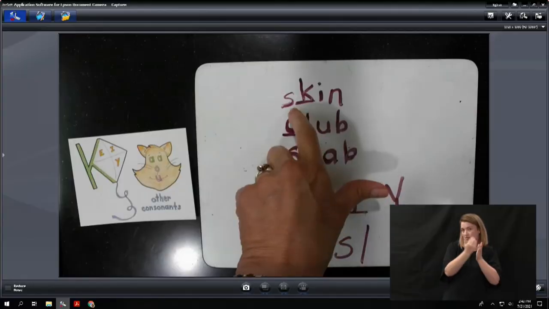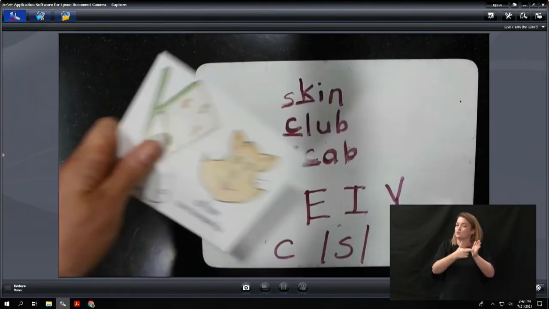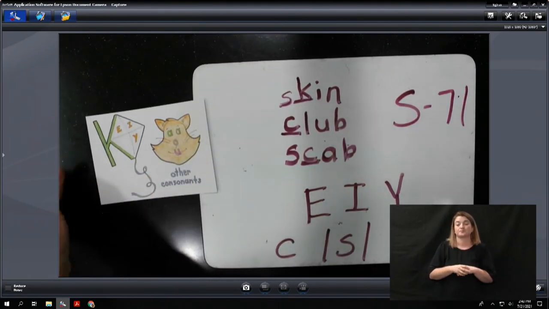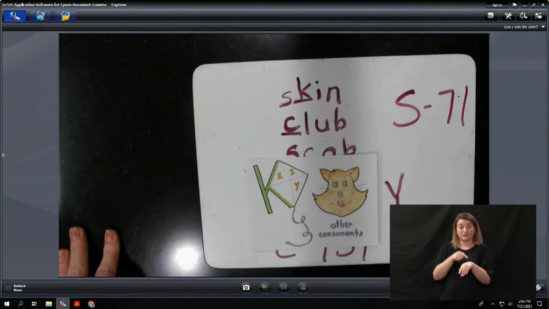Okay, we have a partner practice. What we're going to do is one of you is going to teach the C versus the K with those words that are right there. So you will have them put the line. First, you're going to teach the rule using this card, which is S71. And then you're going to have them practice using that rule by spelling those words. And the line stands for the K sound.